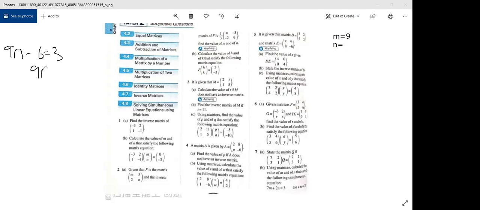So 9n equals 9, so n equals 1. Okay, correct already. So now we need to calculate the value of H and K that satisfy the matrix equation.